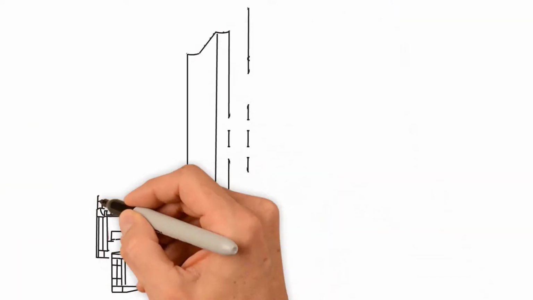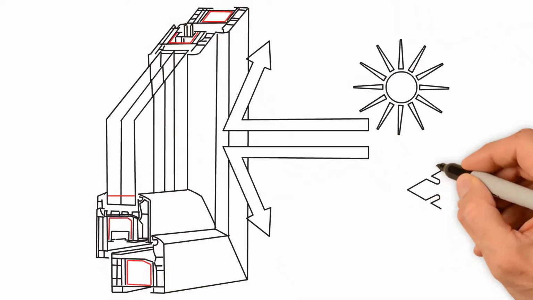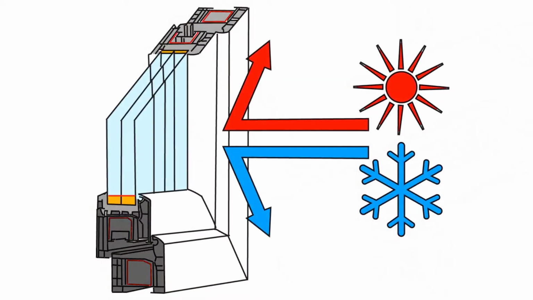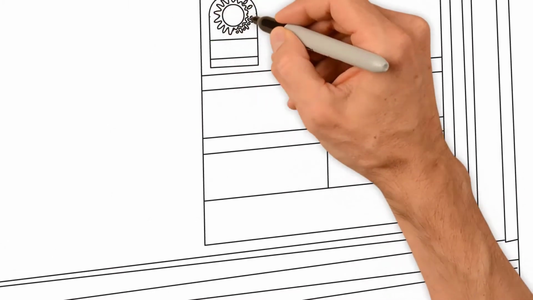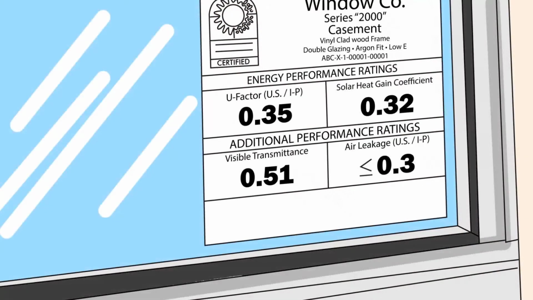U-Factor. U-Factor rates the non-solar heat flow through your window, measuring how much heat is lost during the winter and how much is gained during the summer. Windows that are better insulated have a lower U-Factor than windows with poor insulation.